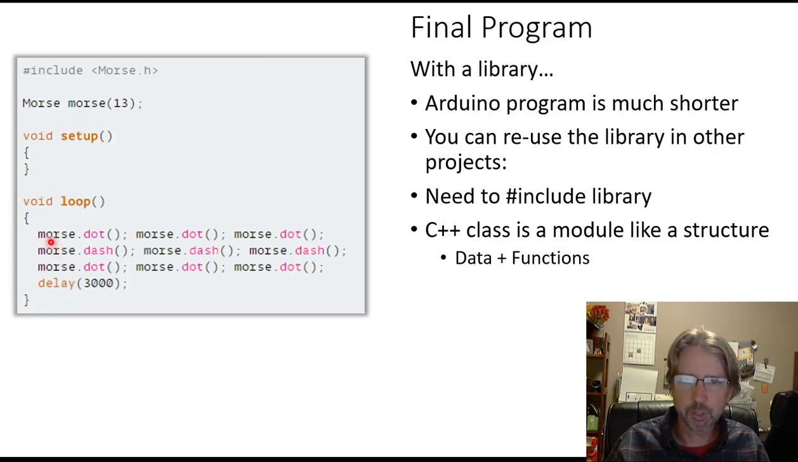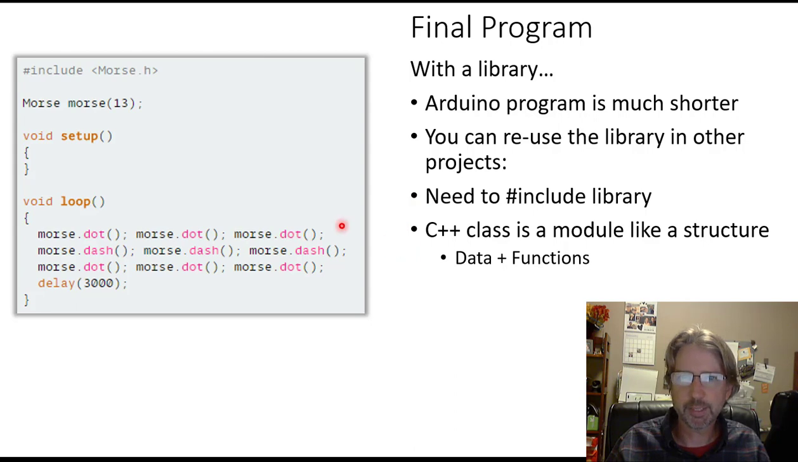So we're just calling Morse dot dot rather than dot and dash as separate functions. Now they're part of the Morse library that we declared up here, and I'll talk about that in a second. But the main program is all business, and the definitions here are done in the library. So you could reuse the library in other projects. You do have to pound include to make sure that you get that up there.